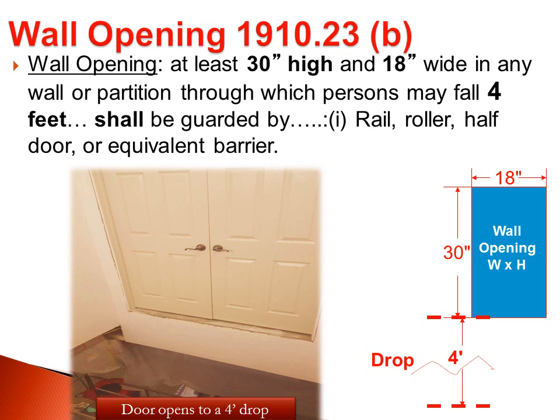Wall openings that are 30 inches high and or 18 inches wide in any direction, in which a person may fall 4 feet, shall be guarded. And they can be guarded by a rail, a half door, or some kind of equivalent barrier. So the 4 foot is a rule for general industry. If people can fall 4 feet or more, we need to have some kind of barricade here. This picture is a great example of where somebody can open the door, walk out, and step into thin air.